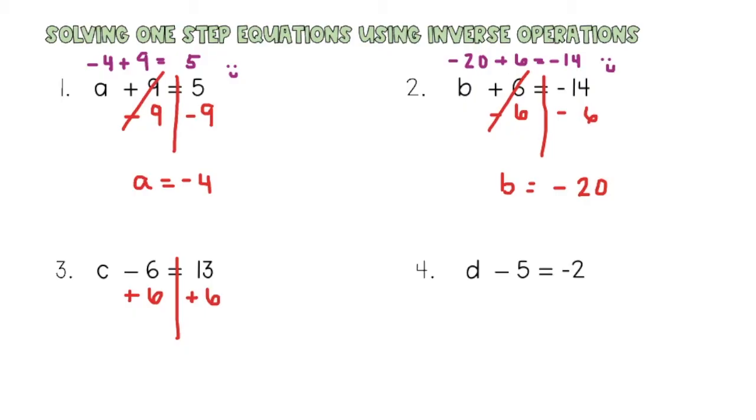So negative 6 or a minus 6 and a plus 6 will cancel out to become 0, and I'm left with C by itself. 13 plus 6 is equal to 19, so C equals 19.